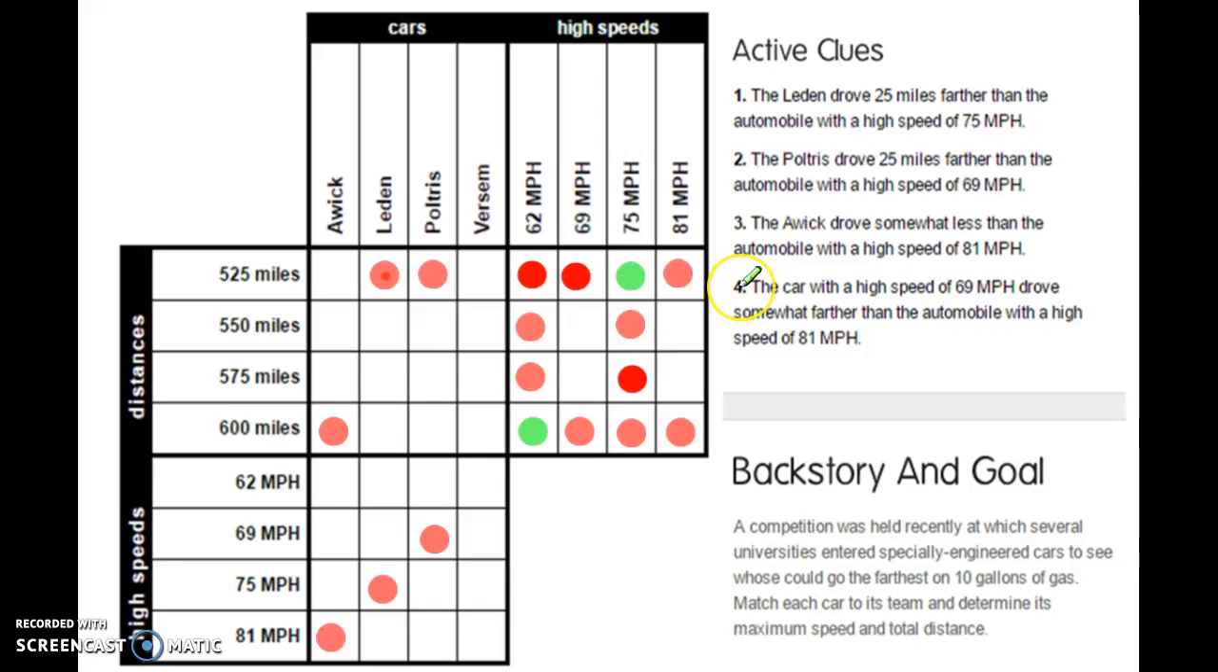Now, let's go back to clue 4 here. The car with a high speed of 69 drove somewhat farther than the automobile with a high speed of 81. Well, that means, forget about this column for a second. The car that reached 69 can only be 2 possible distances, and the car that reached 81 can only be 2 possible distances. And we know that the car that reached 69 drove further than the car with 81. Which would imply that this one has got to be 69 and this one has got to be 81.